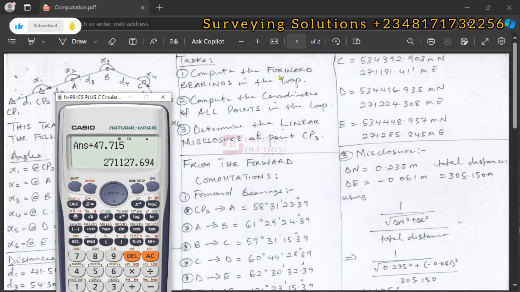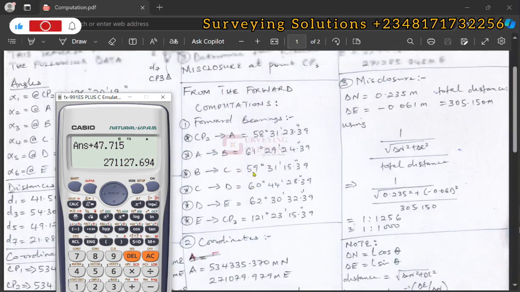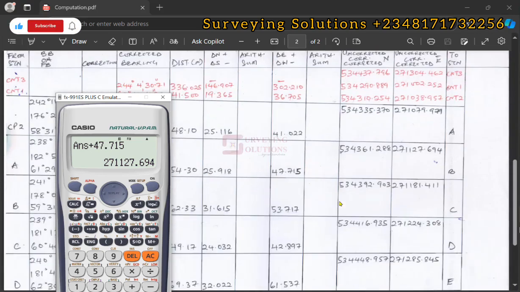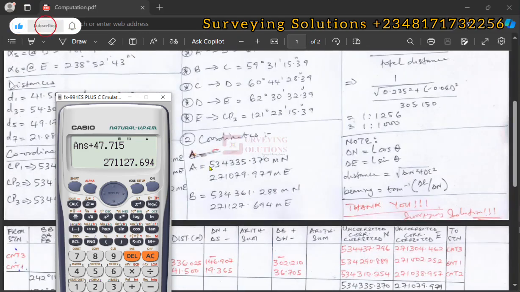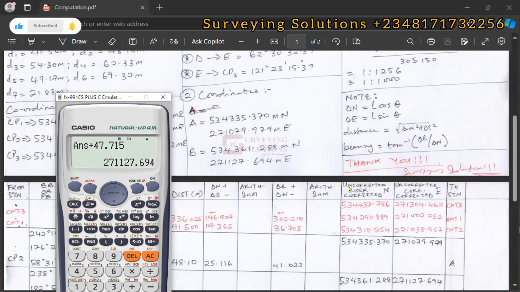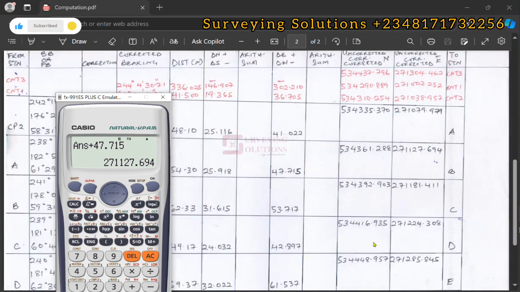We have computed the fault bearings which we have here, and then we have also computed the coordinates. Now we wanted to write the coordinates in red conventionally. However, we later realized that since no corrections were applied, there is no need for us to have the coordinates in red. So we just had to cross it and then continue with black, right? Good. So they are not corrected coordinates. They are just coordinates of the points, right? Good. So there was no room for applying correction yet. So we just have to leave it that way.